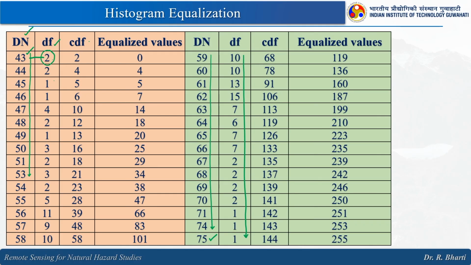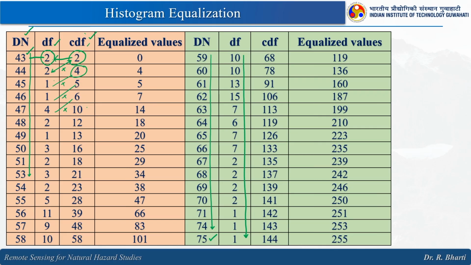And then we have this third column, which is CDF, cumulative distribution function. So, this 2, the first CDF of 43, will be the same as your DF, distribution function, right. Now, what we will do? We will add this 2 with this 2, right, and then this will become the CDF of 44, and then the same thing we are adding here, we are adding like this, and then we are getting the CDF of all these values.